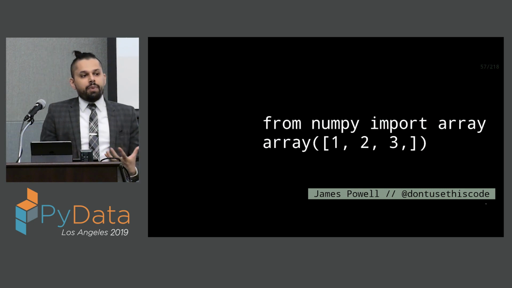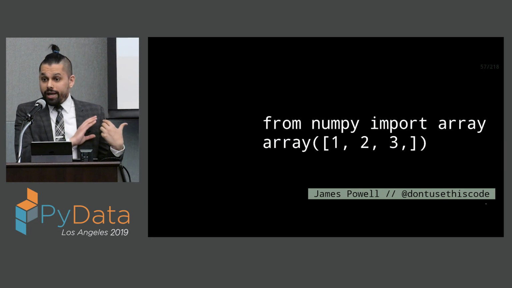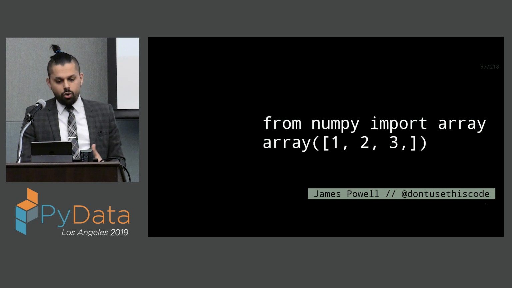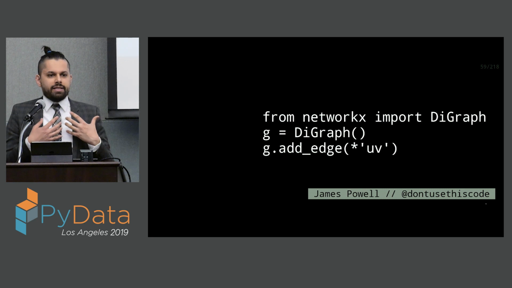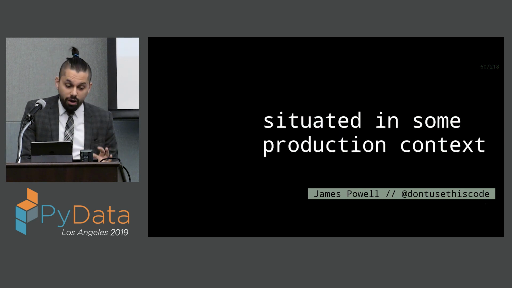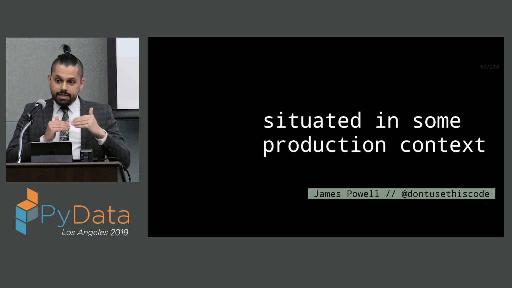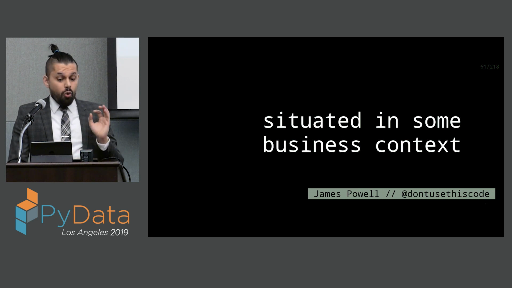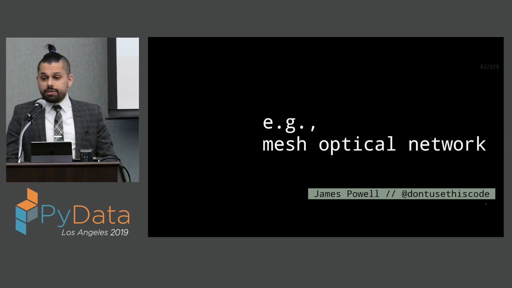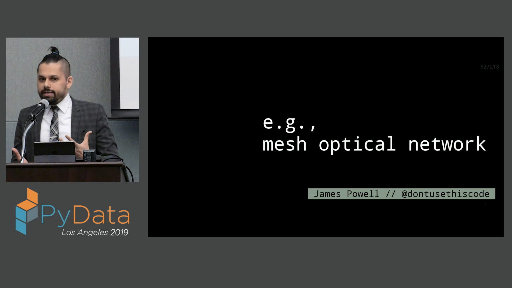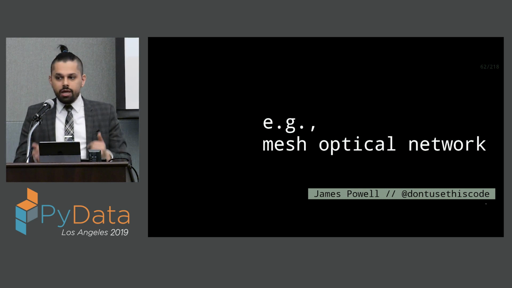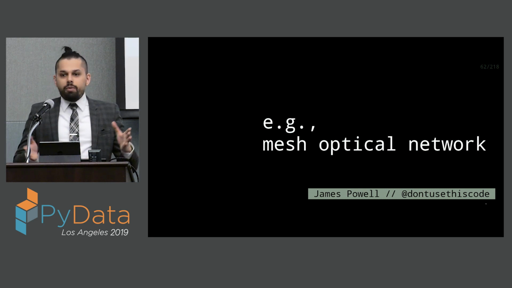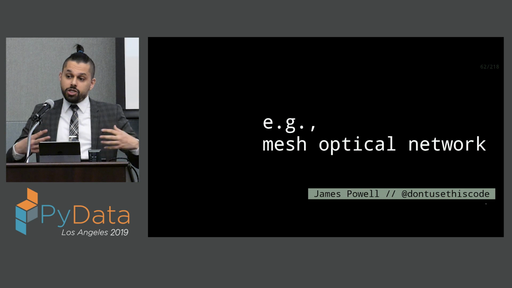It turns out when you use a NumPy ND array, you might use that NumPy ND array directly like this. Like you just create an array with some numbers in it. Or you use a pandas data frame and you use that data frame directly. Or you use a NetworkX digraph and use that digraph directly. However, it is often the case that these entities need to be situated in some kind of production or business context. In other words, let's say that you're using a NetworkX digraph, but you're not using it in order to do abstract academic graph algorithm exercises. You're actually trying to do something like perform point-to-point OSNR computations for a mesh optical network.